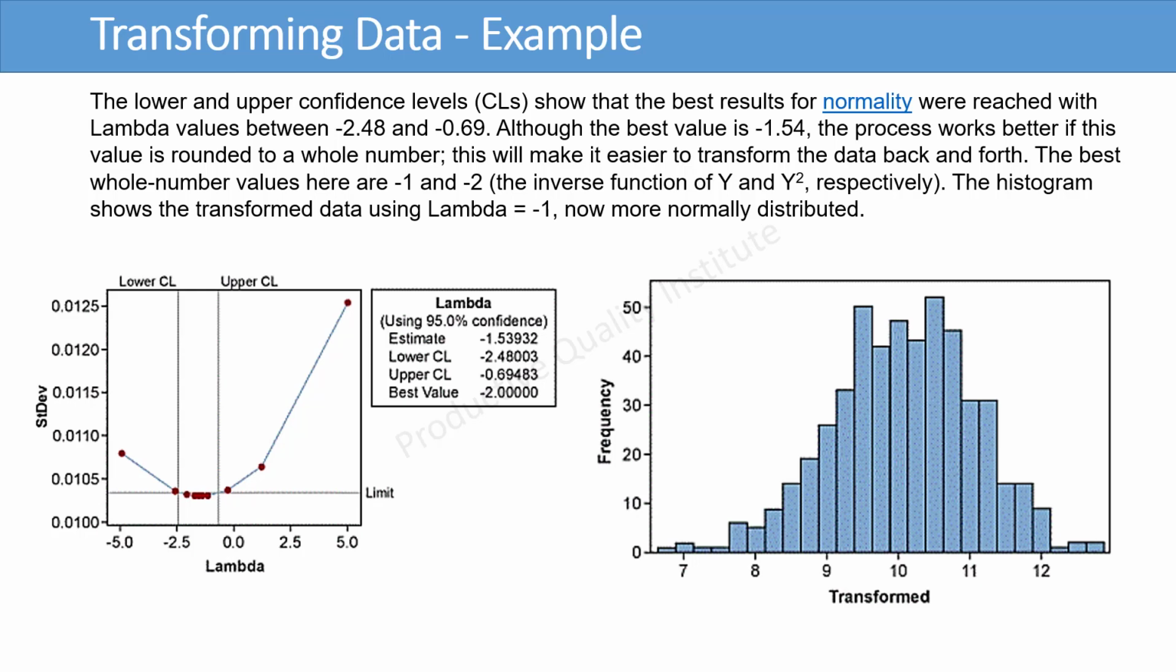the process works better if this value is rounded to a whole number. This will make it easier to transform the data back and forth. The best whole number values here are -1 and -2, the inverse function of y, and y to the power -2, respectively. The histogram shows the transformed data using lambda equal to -1, now more normally distributed.